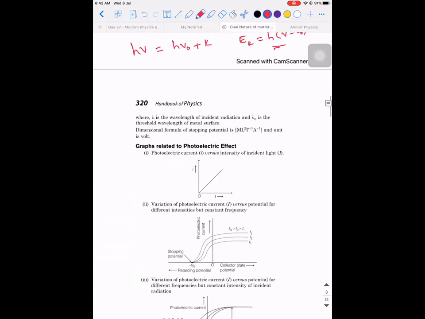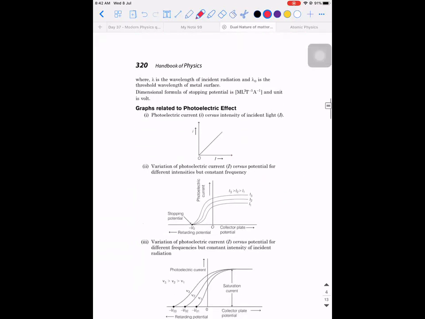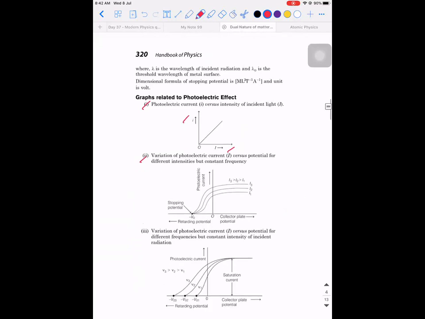Next, there are certain graphs related to the photoelectric current versus the intensity. So photocurrent versus intensity is a straight line. Variation of photocurrent versus potential is given like this, for different intensities. And what is the name of this? It is called the retarding potential.